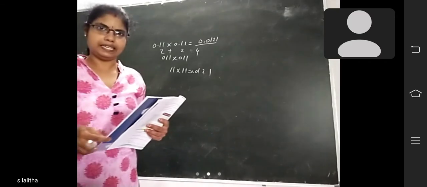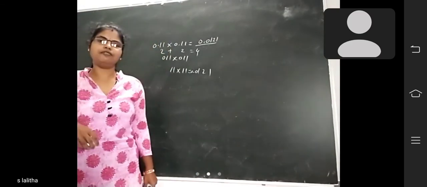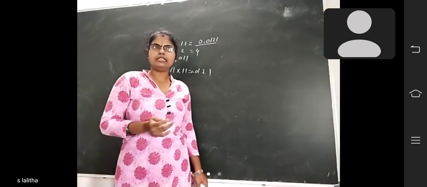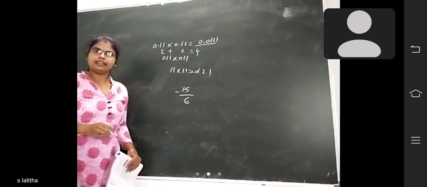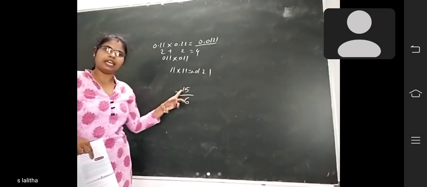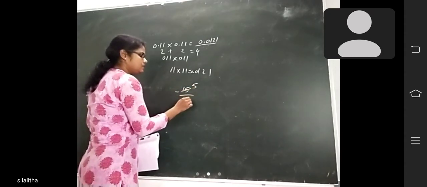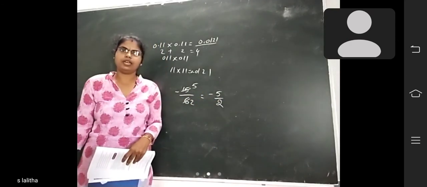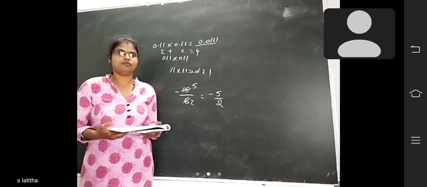Next, second one, see, the standard form of minus 15 by 6. What is called standard form, children? Standard form is nothing but simplest form. Okay, you have to write in the simplest form. So minus 15 by 6. Is there any table by which both are divisible? Yes. Which table? 3 table. 3 fives are 15, 3 twos are 6. So what is the answer? Minus 5 by 2 is the answer. Okay. So standard form is nothing but simplest form. You can write it in the lowest form.